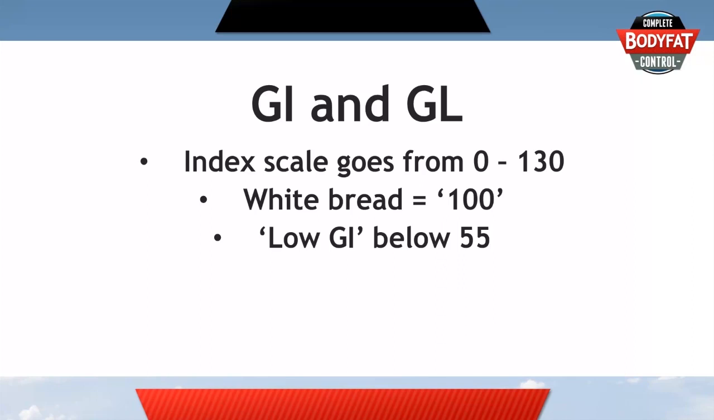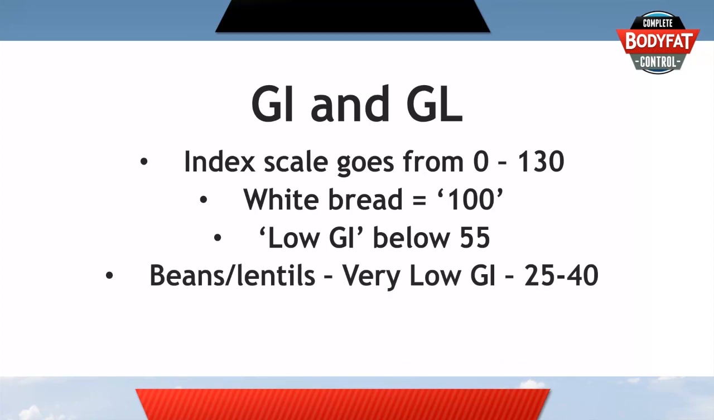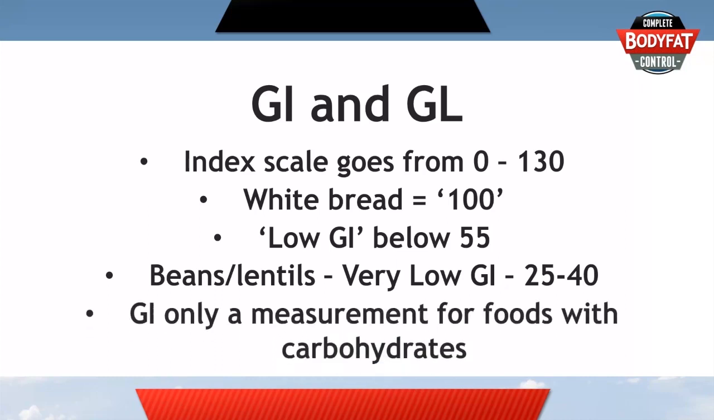Most of the beans are around kind of 25 to 40, thereabouts, and it's good to remember that GI really is only a measurement for foods that have carbohydrates in it, because foods that don't have carbohydrates, generally speaking, don't affect our blood sugar nearly as much.